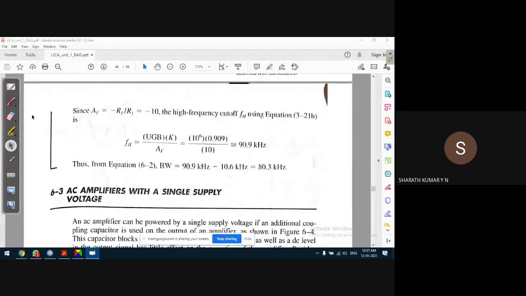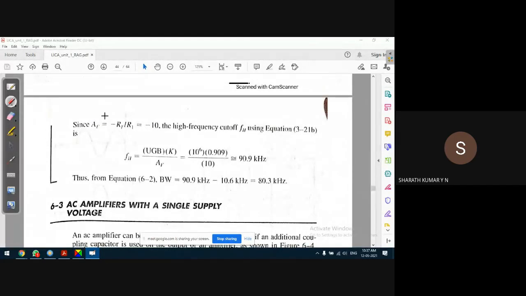What about the higher cutoff frequency? That depends on the gain of the operational amplifier. Gain is minus R_F by R1. It is approximately minus 10. Minus 10 in the sense that it is an inverting amplifier. That's why we have minus 10. The gain is not negative, but it is an inverting amplifier.